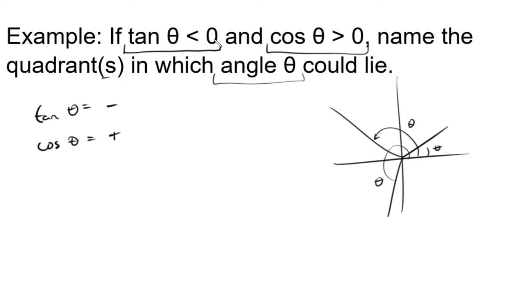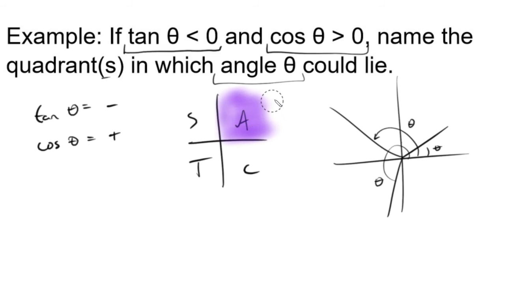If we know that tangent of theta is negative and cosine of theta is positive, let's figure out where theta could lie. So remember, we've got all students take calculus. So this is a process of elimination, so try to follow along. Tangent is negative, which means that quadrant 1, where all functions are positive, is out. If they're saying that tangent is negative, it cannot be in quadrant 1 because everything in quadrant 1 is positive. So this is out, right?